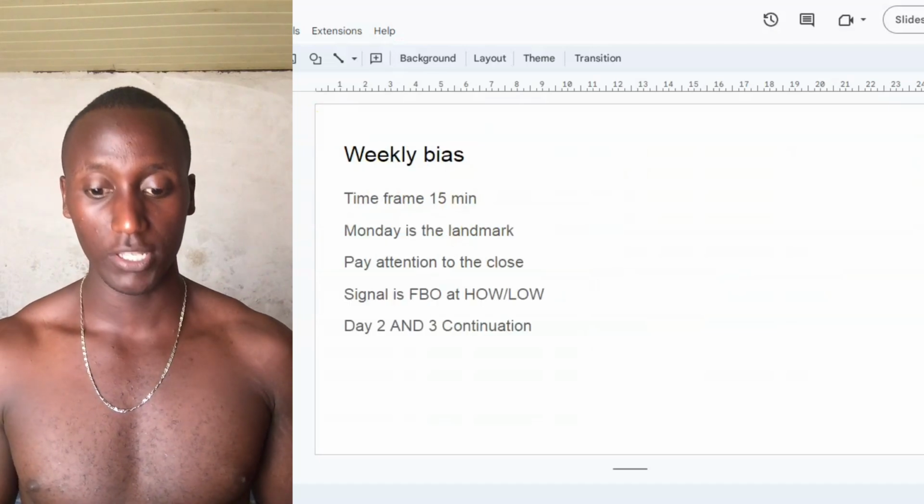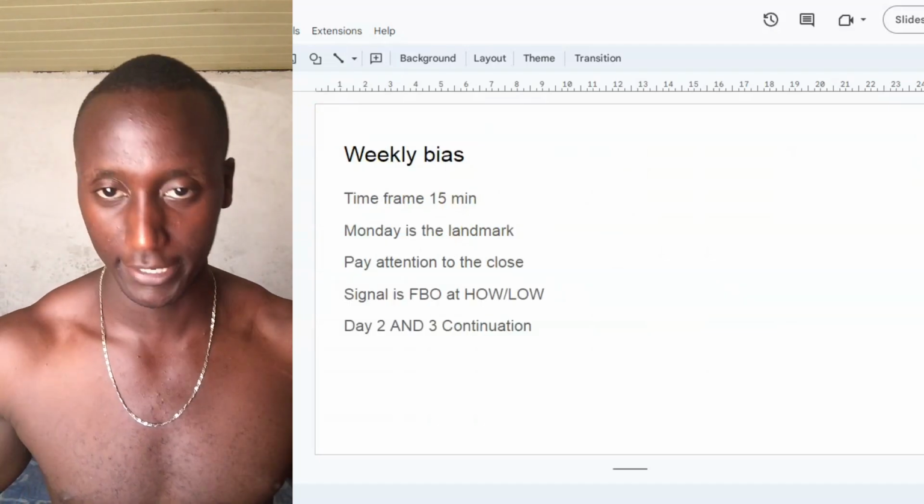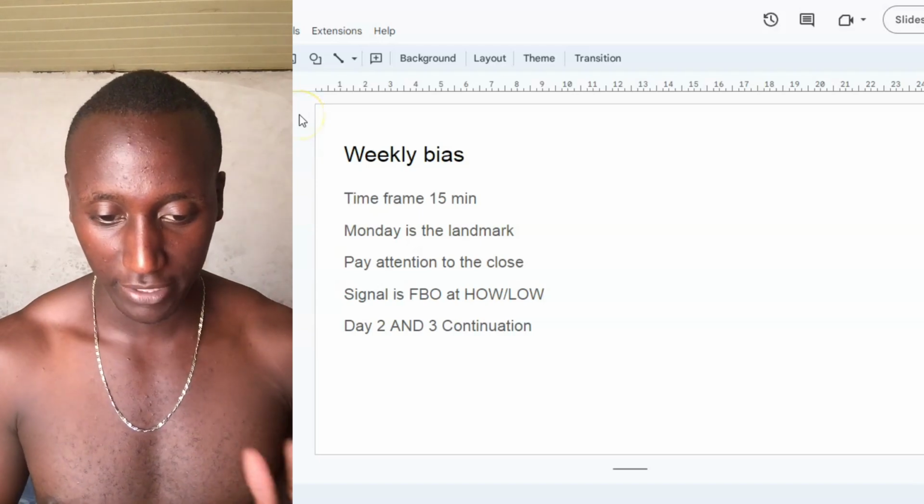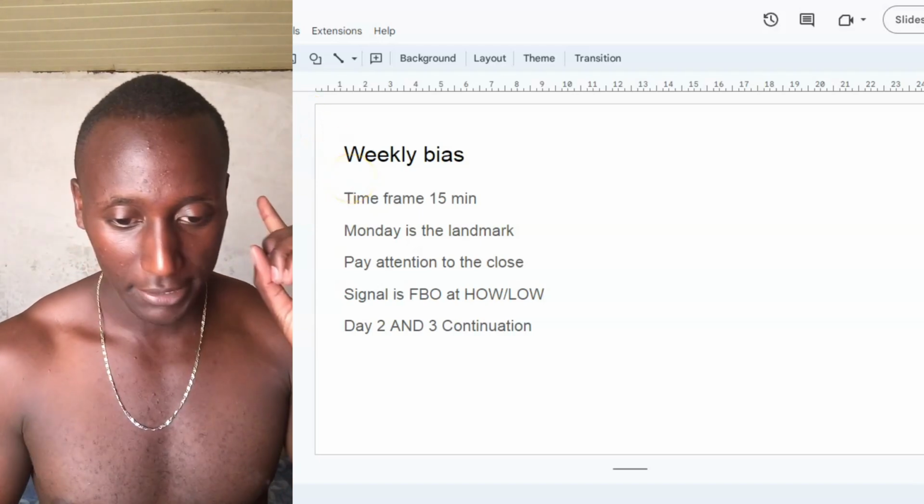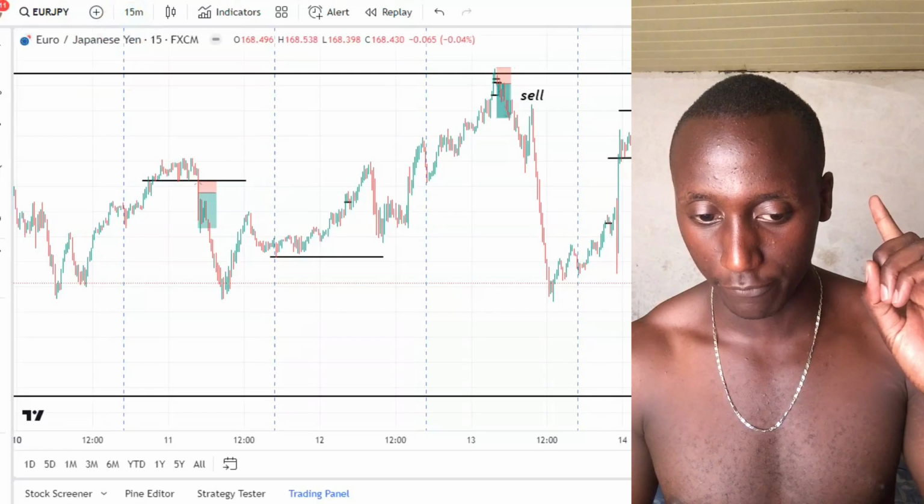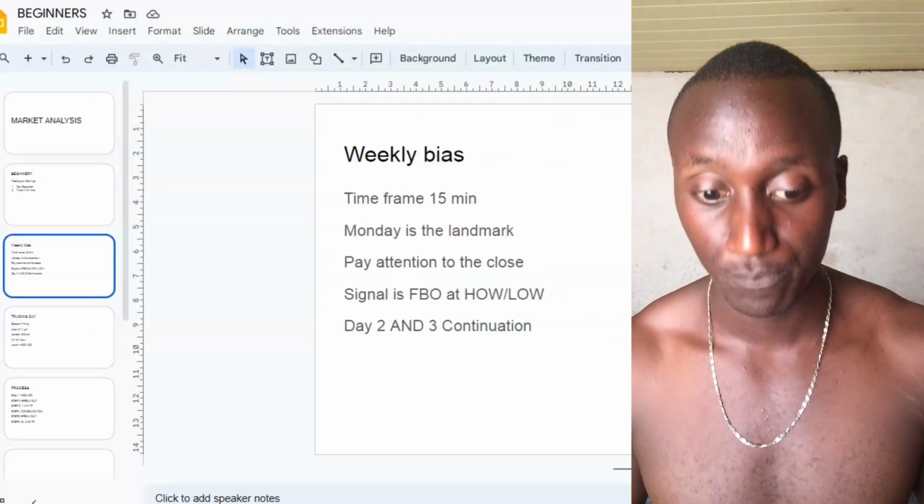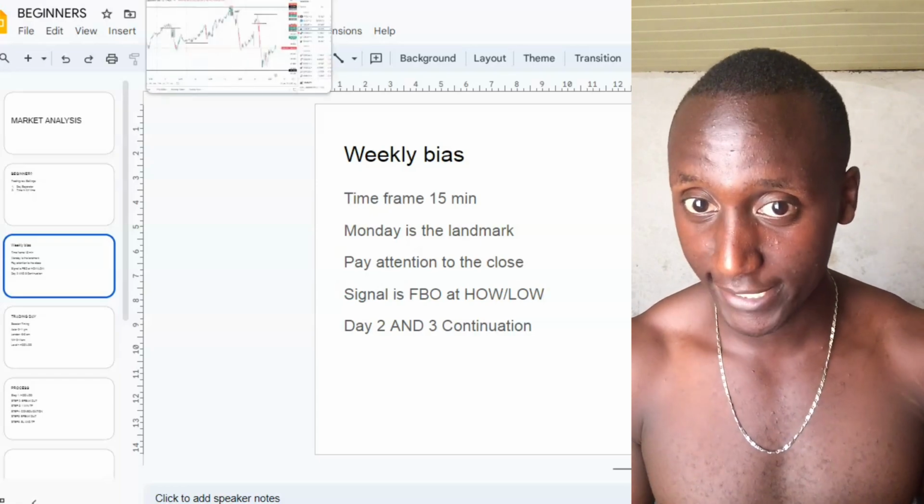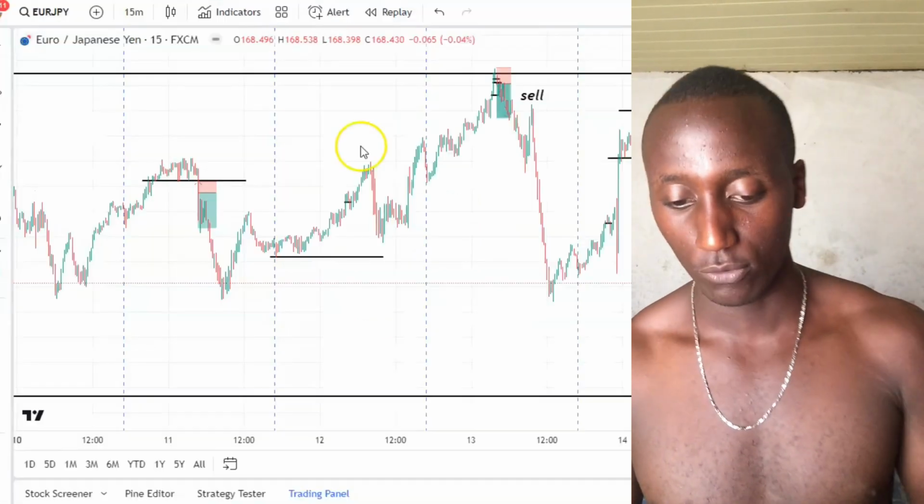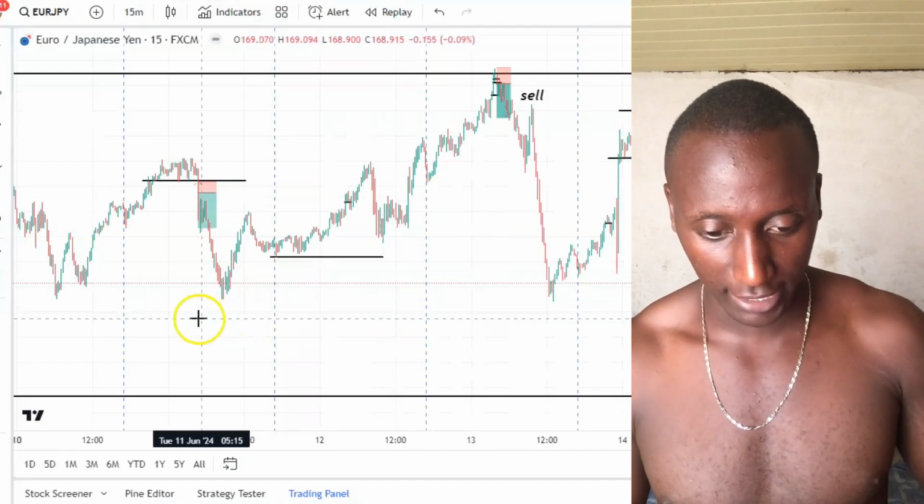Step number 2 is now the weekly bias. So how do we identify the weekly bias? Step 1 is time frame. We use the 15-minute time frame. Step 2 is Monday is our landmark. So if you are confused, where do I start? Start on Monday. Now, this shows you exactly where Monday is.